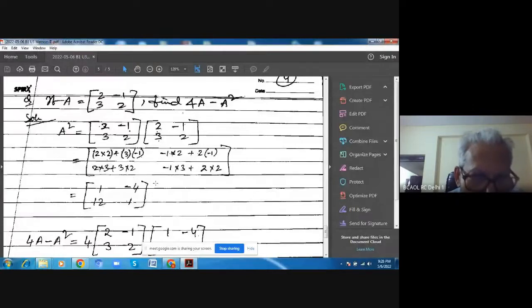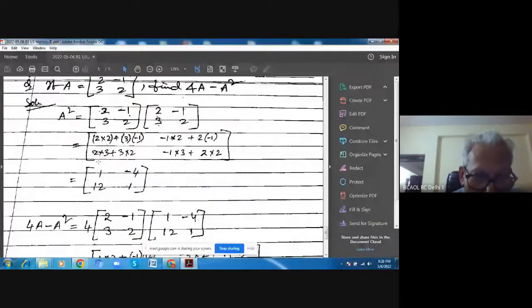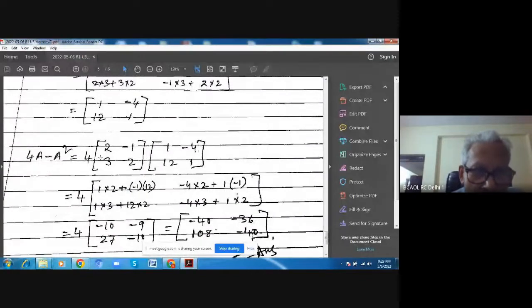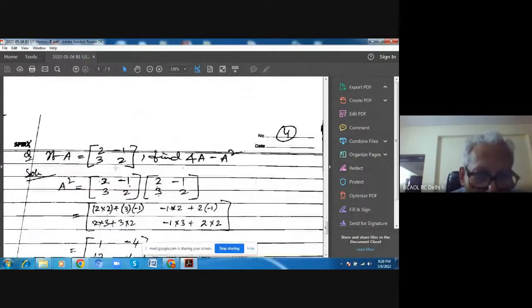Now make any one way your practice; if you go row by row, then first you write the row. So this is your A square found. Once you get A square, then 4A minus A square: 4 into these things, and the value of A square, again you have to do multiplication. Why am I giving this example? So that you get practice in multiplications.